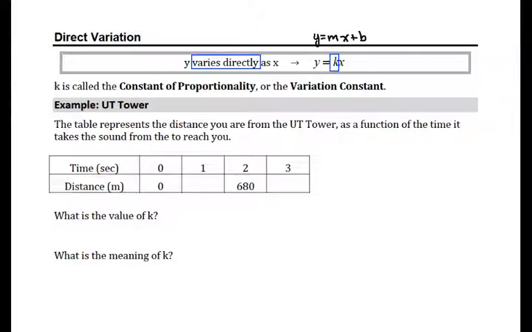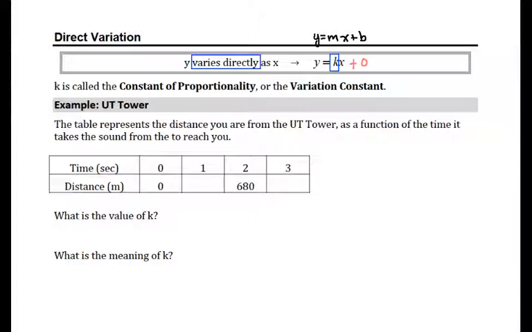This is anything linear. In the case of y equals kx, we can see what's missing is the plus b, so that's equivalent to saying plus 0. So in direct variation, what we're saying is that there's a linear relationship and that has a y-intercept of 0, which is another way of saying it passes through the origin.